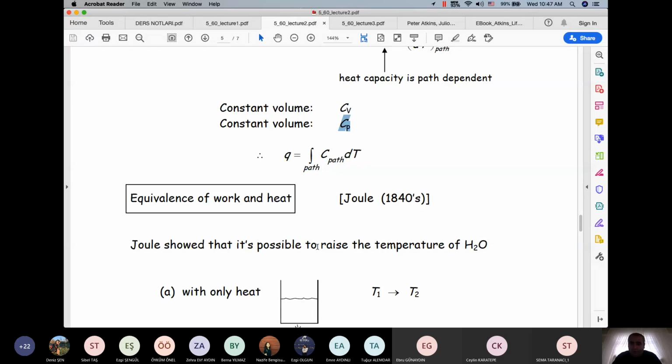According to the first law of thermodynamics, work and heat are equivalent. They are exactly the same thing, and can be interchangeably converted from one to another.